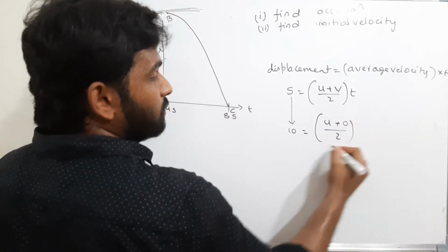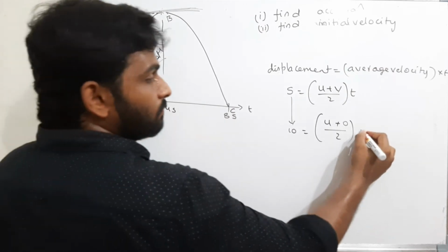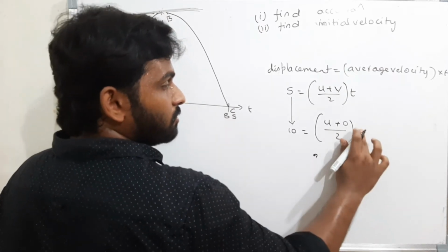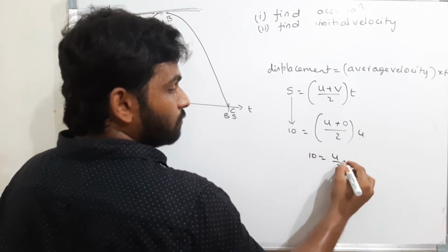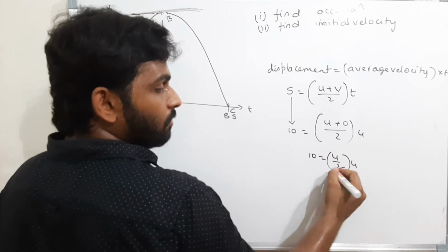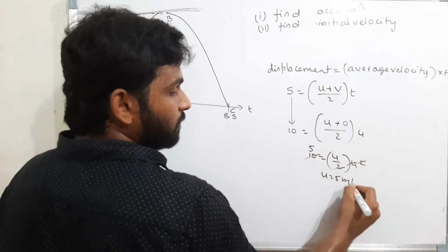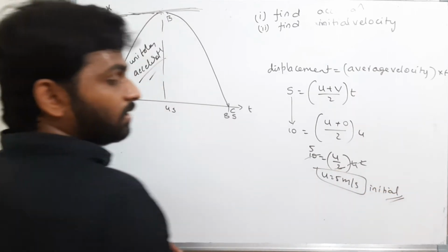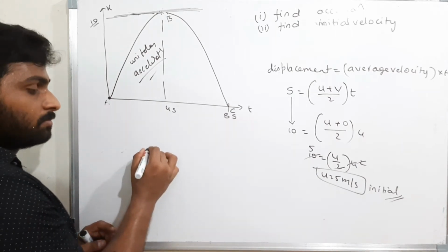So 0 by 2 into time. The time is 0 to 4, that means t is equal to 4 seconds. Therefore, 10 is equal to u by 2 into 4. 2 ones are 2, 2 fives are 10. Therefore, u is equal to 5 meters per second. That is the initial velocity. That's all. Now, how to find the acceleration?